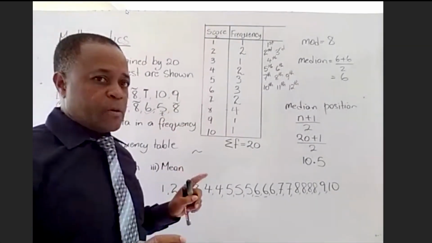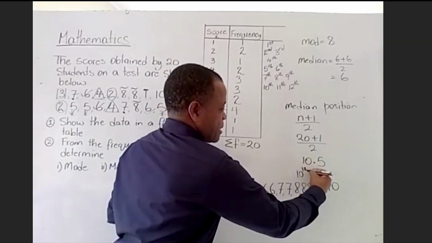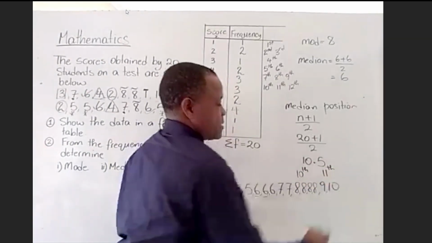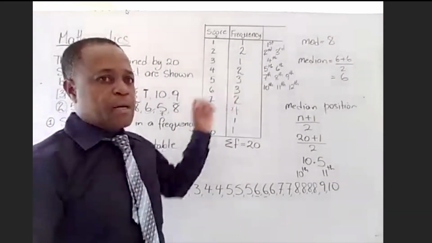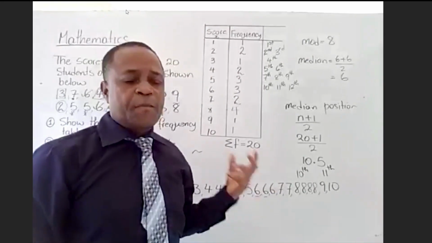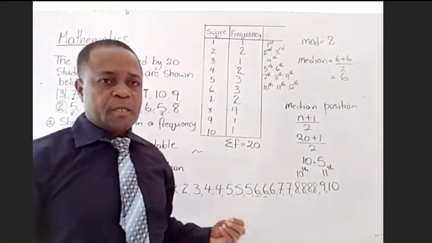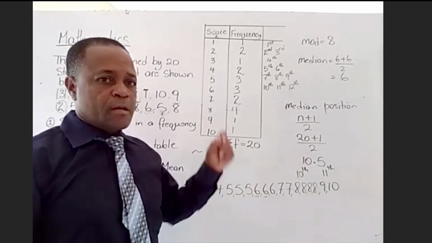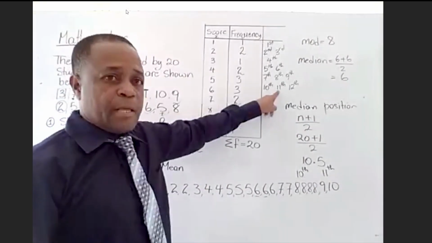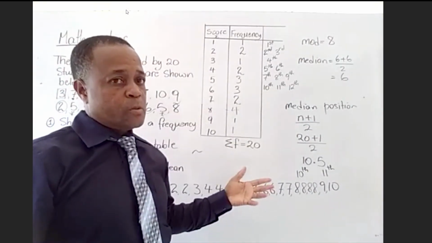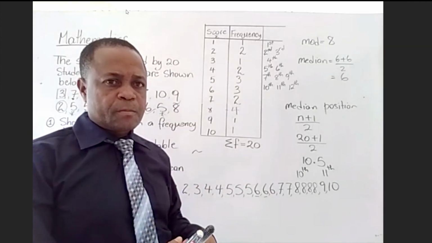Now, what are the positions that we're looking for again? We're looking for the 10th and also the 11th position. So in this case, we don't need to go any further because we would have now identified the positions that we're looking for and what score lies in those positions. Yes, the score of 6. So 6 is in the 10th and 6 is also in the 11th. What should we do? All we're going to do now is to take the average of those two.